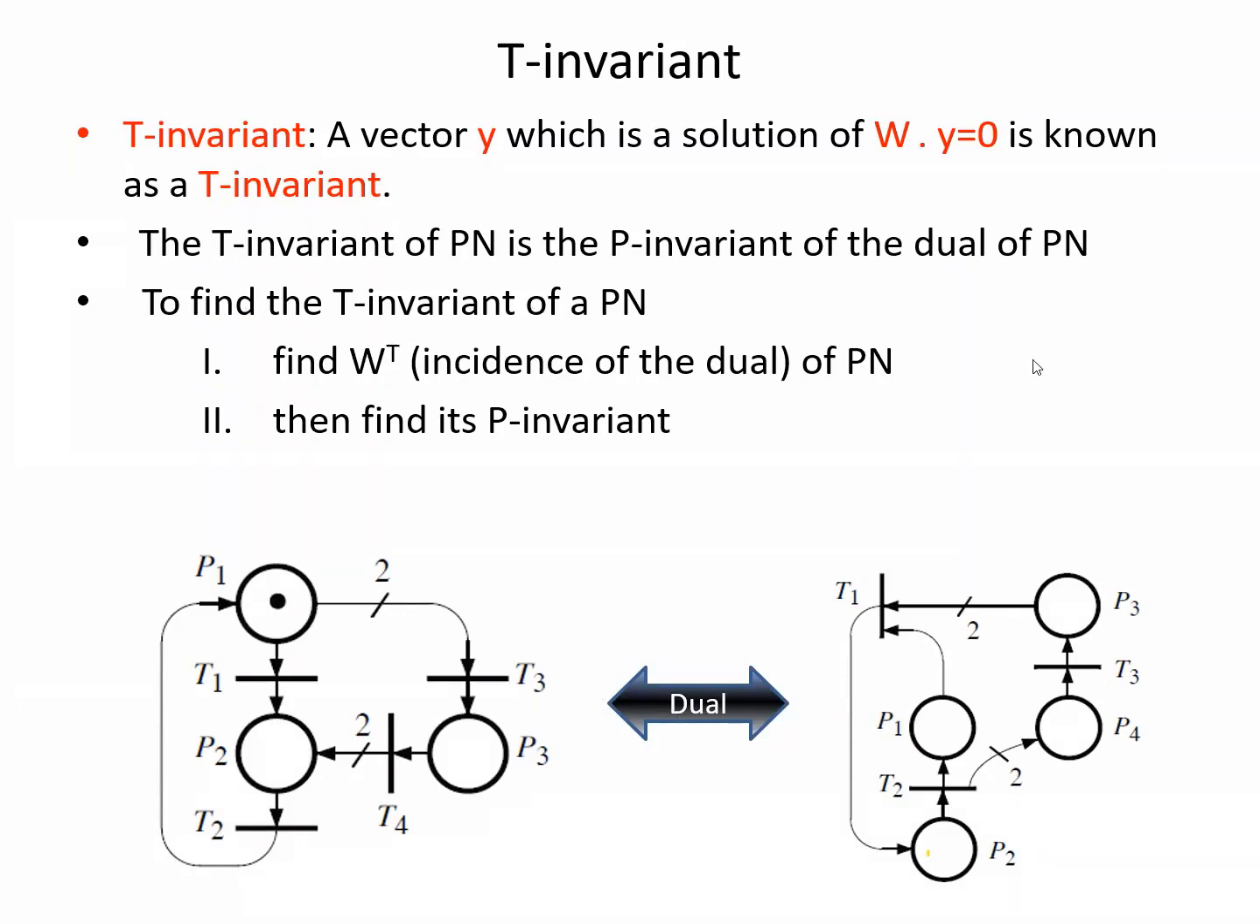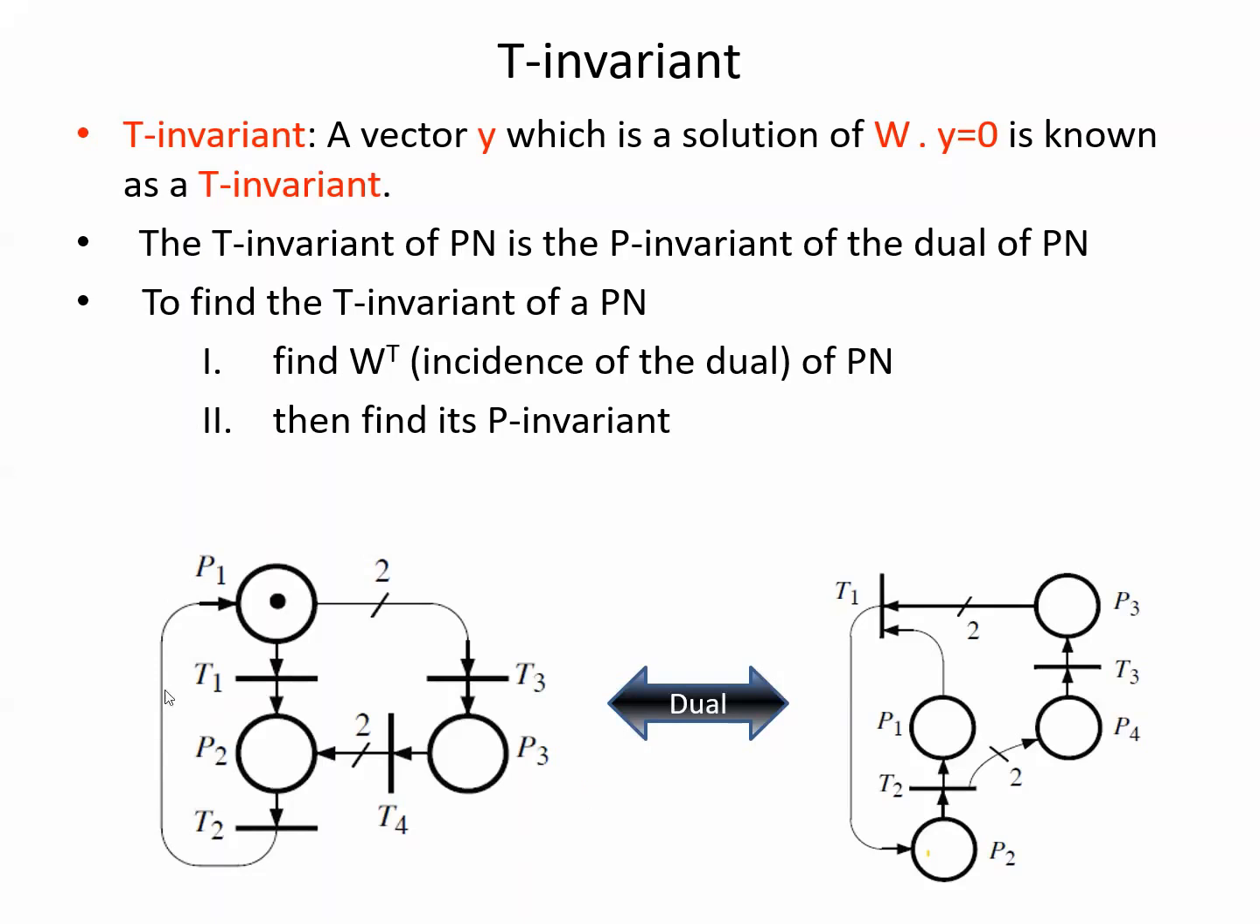So the dual of a Petri net is, in linear algebra, the transpose of W, the incidence matrix. W^T will be the dual of the Petri net. You can also compute the dual of a Petri net just by replacing all the places by transitions and all the transitions by places, and by reversing all the arc directions. You will not change the weights of the arcs, you will just change the directions of the arcs.